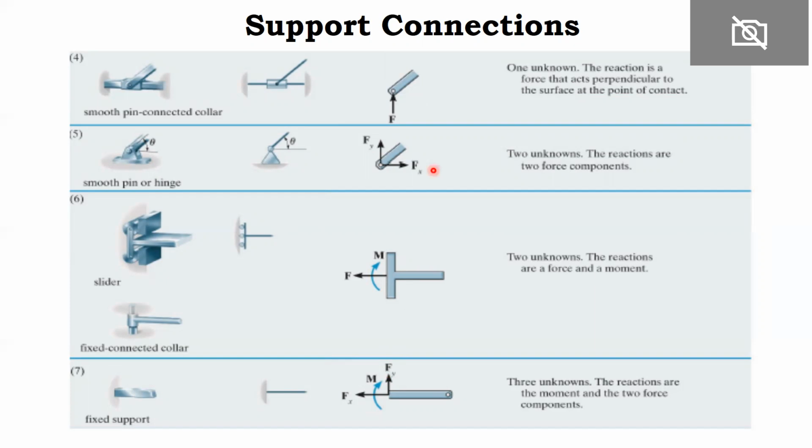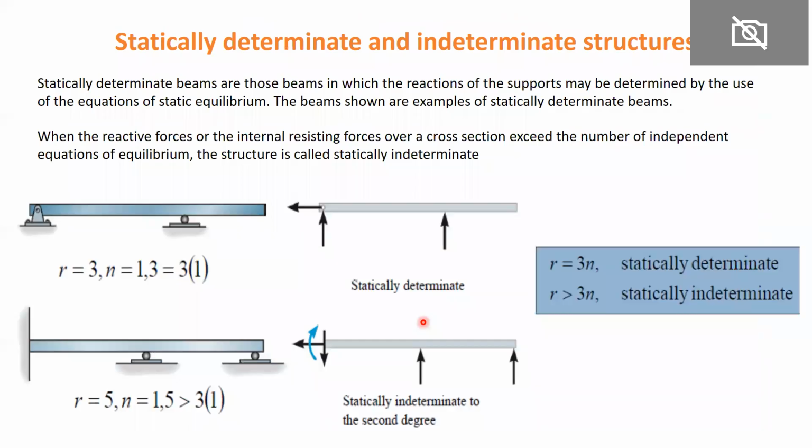Based on this, you can identify whether the structure is determinate or indeterminate. For that, I am taking the basics. Now we have a structure. The definition of determinate: statically determinate beams are those beams in which the reactions of the supports may be determined by use of the static equilibrium equations. Here the static equilibrium equations are sufficient to calculate the forces acting, or the reaction forces.